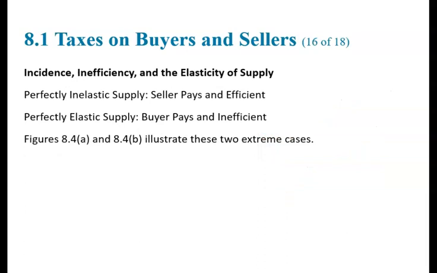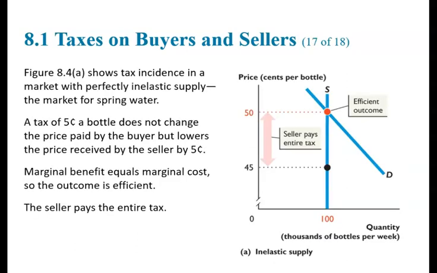So now we will take a look at the cases of perfectly inelastic supply and perfectly elastic supply. In the case of perfectly inelastic supply, the seller gets the brunt of the tax, meaning there is no burden on the buyer and the outcome is efficient, while in the case of perfectly elastic supply, the buyer gets the brunt of the tax, meaning there is no burden on the seller while the outcome is inefficient. Let's take a look at these two examples.